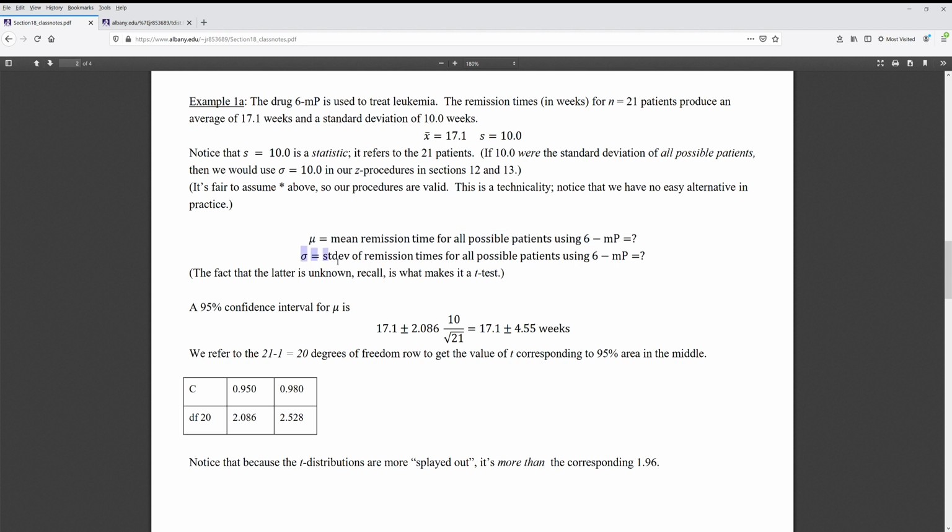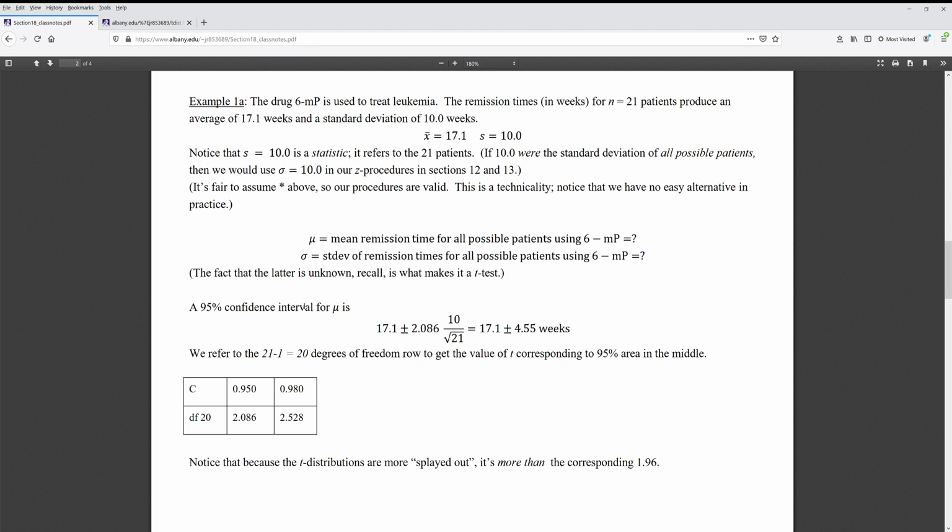Neither do we know sigma, the standard deviation for all possible patients. We do not know anything about this drug in the abstract. We don't know its average remission time. We don't know how remission times vary for patients in general. All we know is how this particular 21 patients happened to play out. And we'll assume it's a simple random sample, etc., for the purposes of doing the problem. The fact that we don't know sigma makes it a t-test.